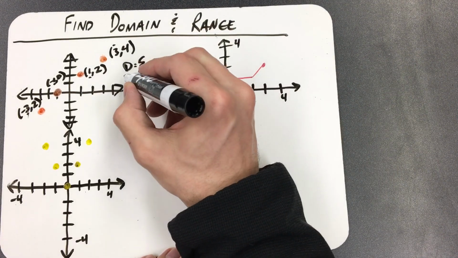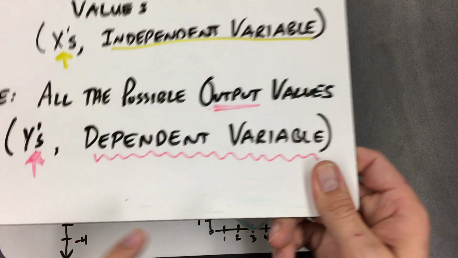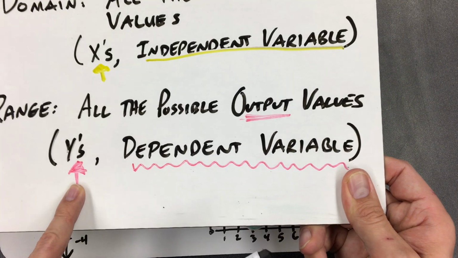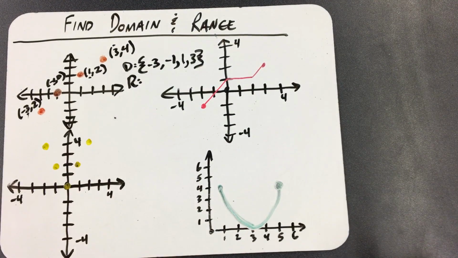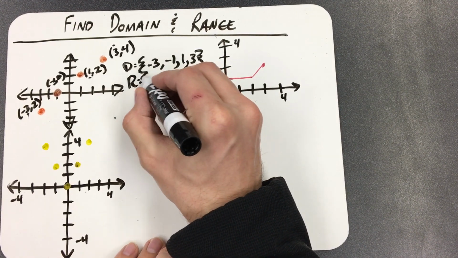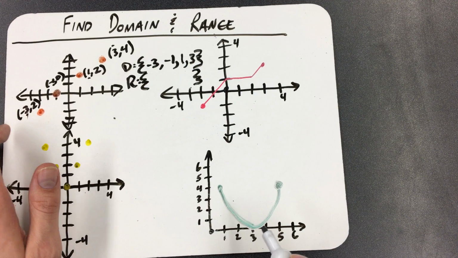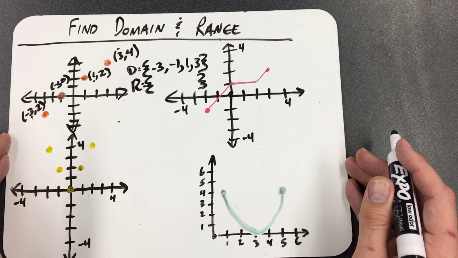Now let me do the range, kind of the same style. For the range, it's a list of all of the output values, a list of all the y coordinates. So I've already done all the work. The y coordinates are just going to be the other parts of the ordered pairs I haven't listed yet. So for this one, I said usually you go from smallest to biggest. You see what we have here?